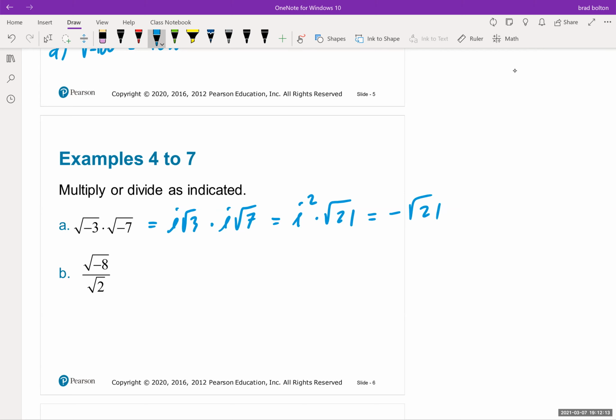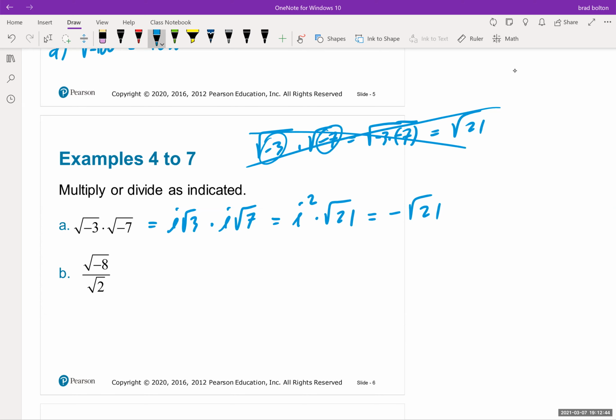Let me see if there's another way I could think of this. I could have done square root of negative 3 times square root of negative 7. Yeah, you can't do it that way because you would lose track of the fact that they were negatives. So this would be a mistake to do it this way, and you would get the square root of 21. The only way you could do it that way is if they had said absolute values or something like that. So let's not do that. I was just trying to see if there's a better way to do it.